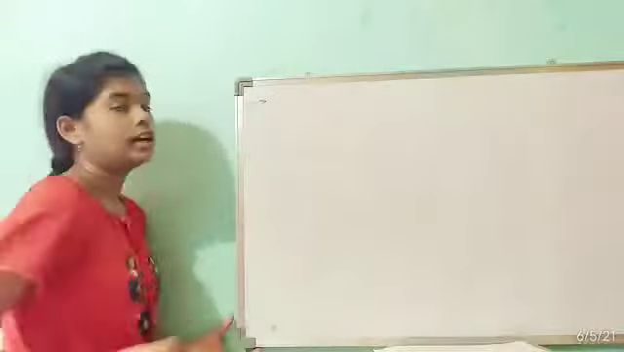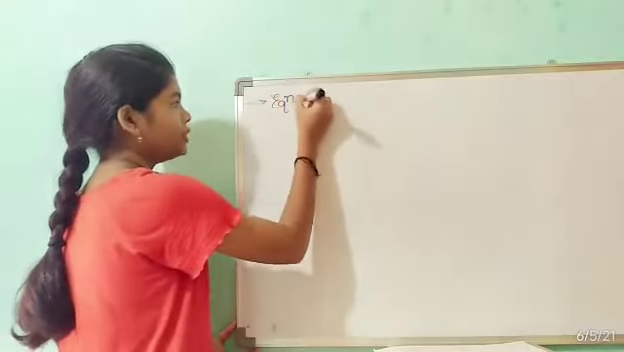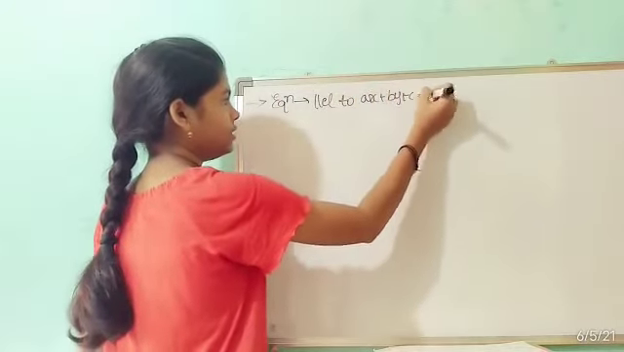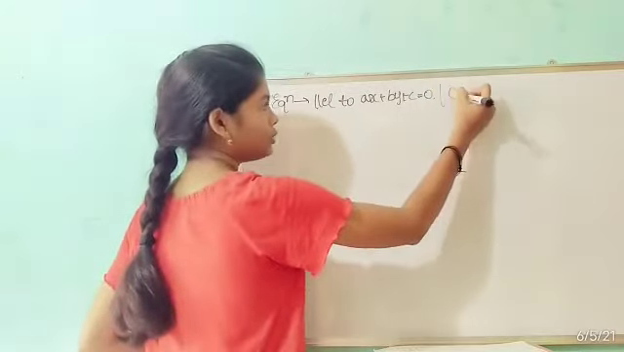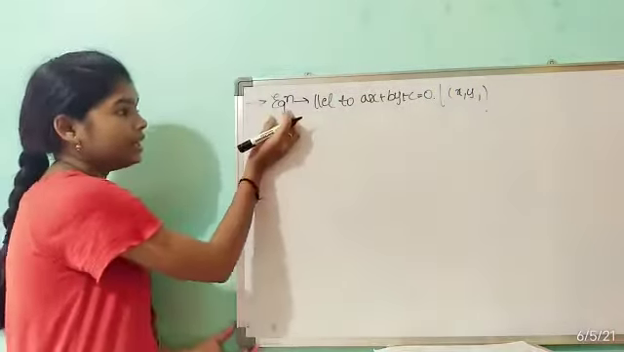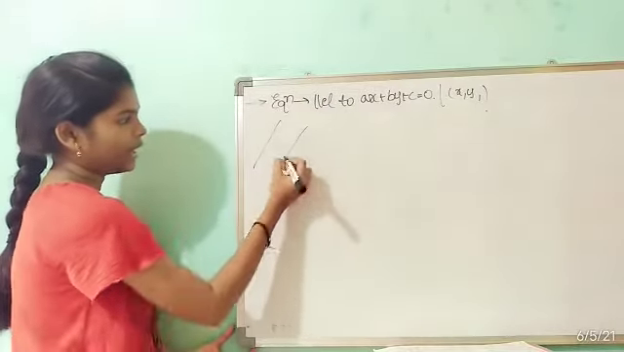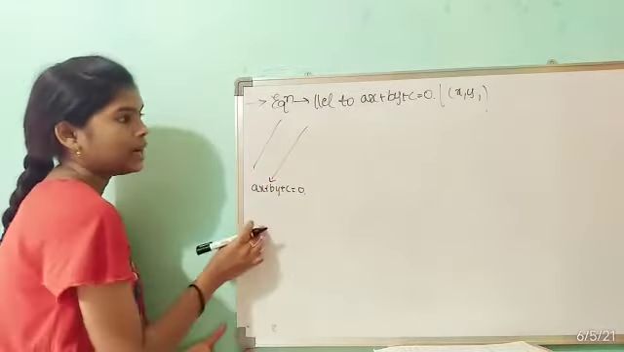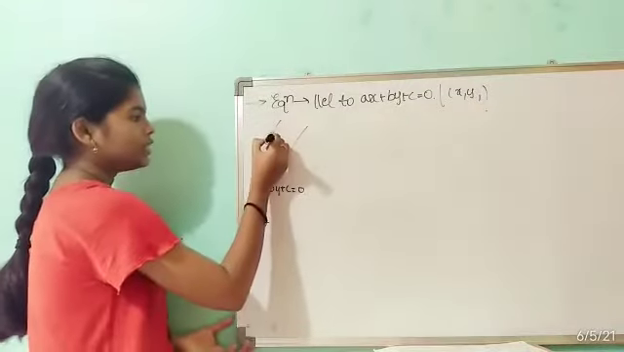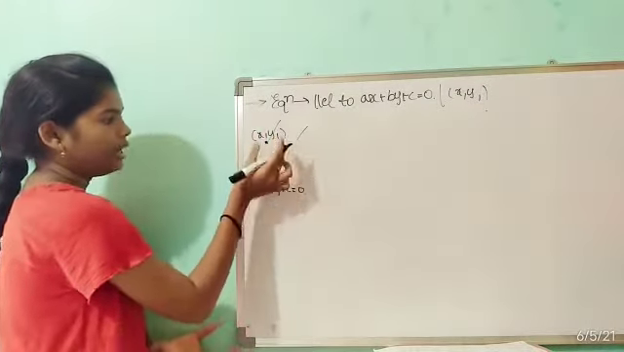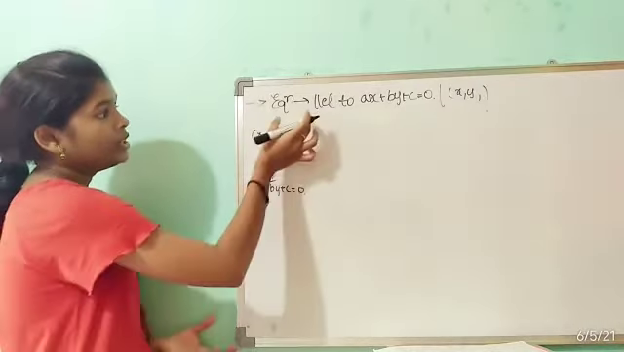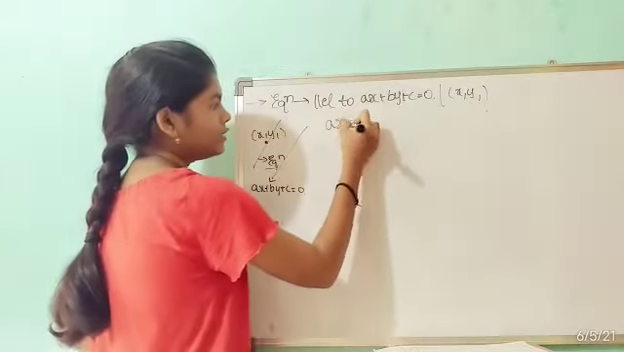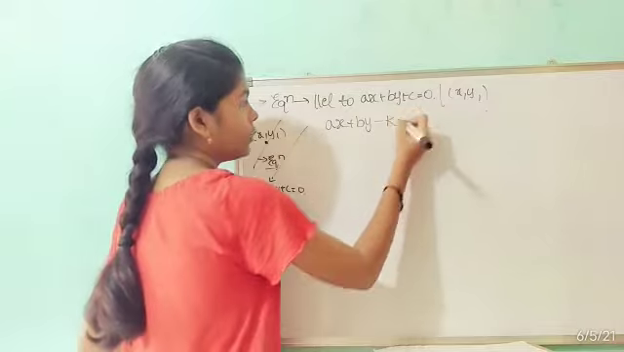If you want to find the equation of a line which is parallel to ax plus by plus c is equal to 0 and is passing through x1 comma y1, so we have a point, and parallel to that we have a line. In that condition, to find the equation of the line, it will be simply ax plus by minus k is equal to 0, where k is a constant.